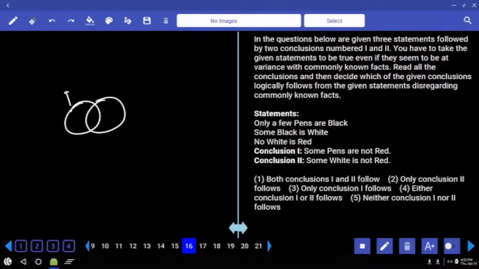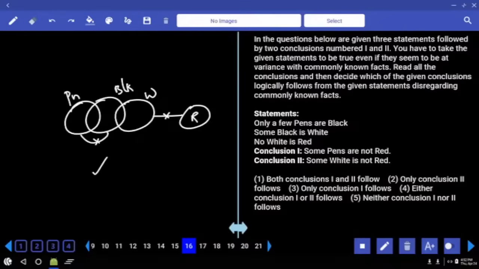Now some pens are black, but not all. And some black is white. Black and white, and no white is red. No intersection between white and red. And first one, some pens are not red. Definitely true. And some white is not red. This is also true. Now some pens are not red is true.